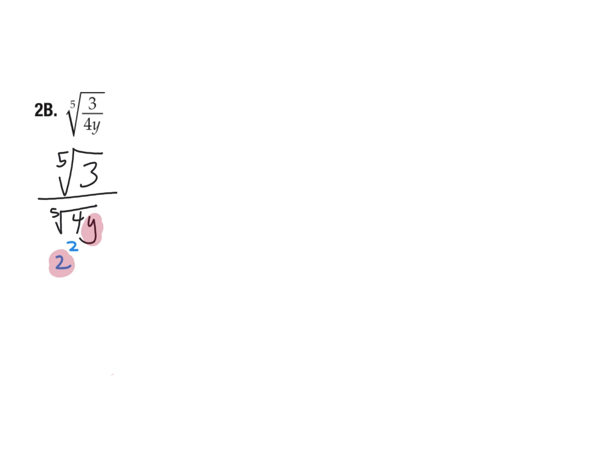Now, here's where it gets a little tricky. Here's what we're shooting for: the 5th root of 2 to the 5th, y to the 5th. Because the 5th root and those powers of 5 will cancel. So our goal here, again, is to get stuff written to the same power as the index, because then they'll cancel, and then the radical will go away. The 5th root of 2 to the 5th is just going to be 2. The 5th root of y to the 5th is just going to be y.